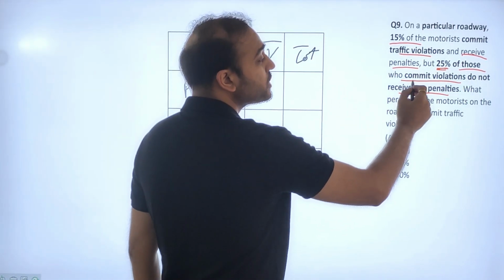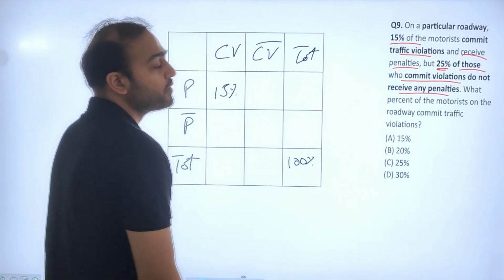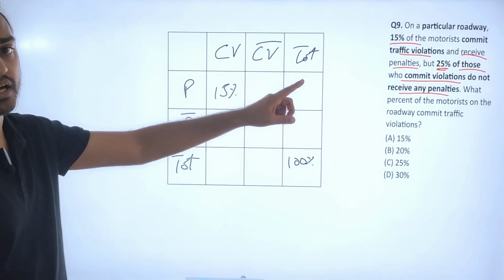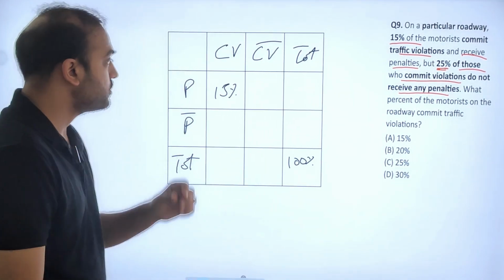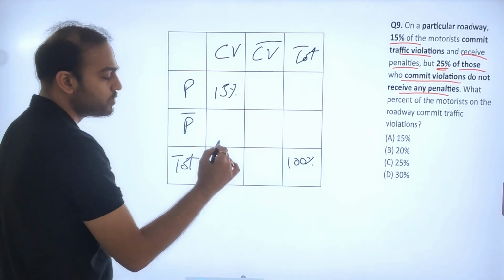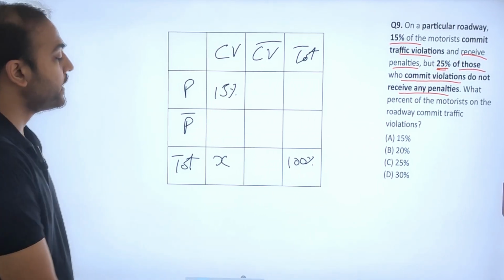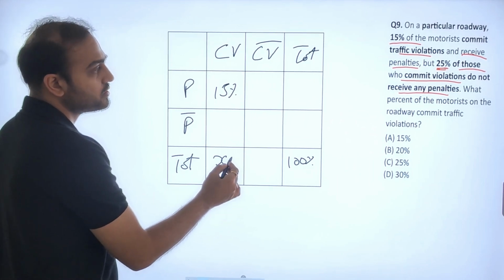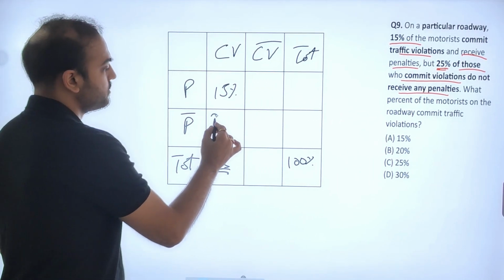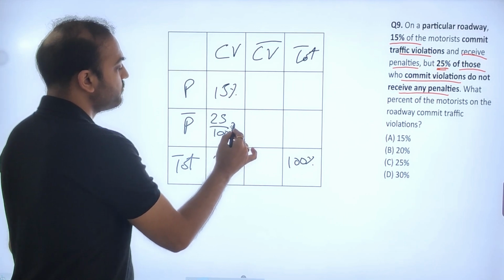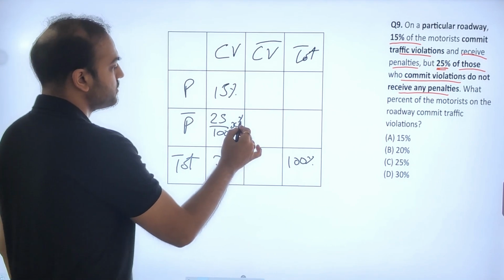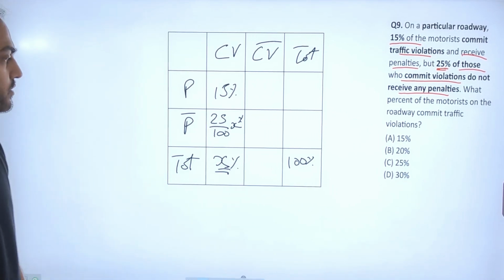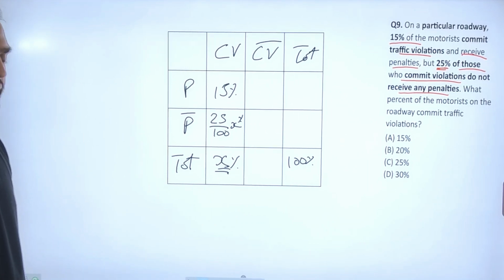25% of those who commit violations. So it's not 25% of the total. Again, 25% of those who commit violations. So how many people are committing violations? I don't know. Let that be X. 25% of these do not receive any penalty. So 25% of X. Again, these are all in percentages, X percent. Right? 25% of this X do not receive any penalty.